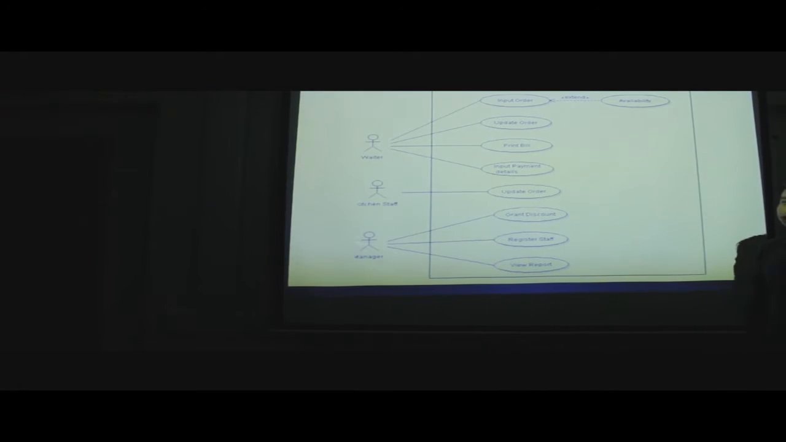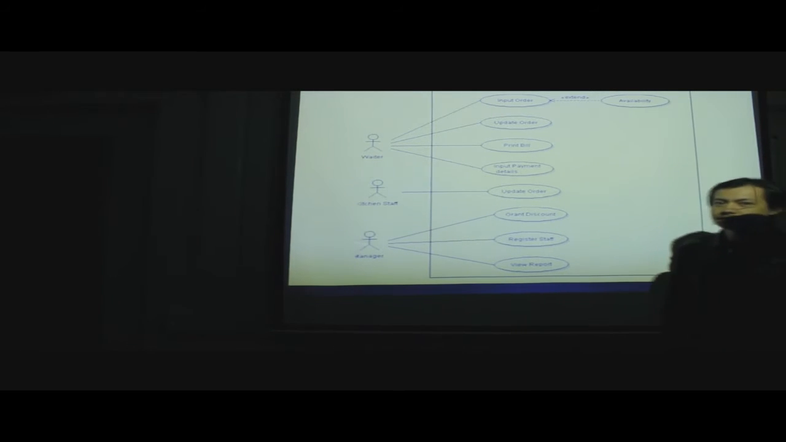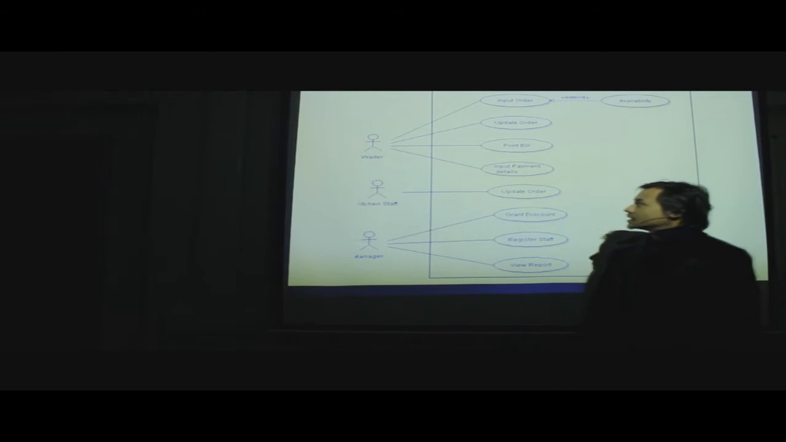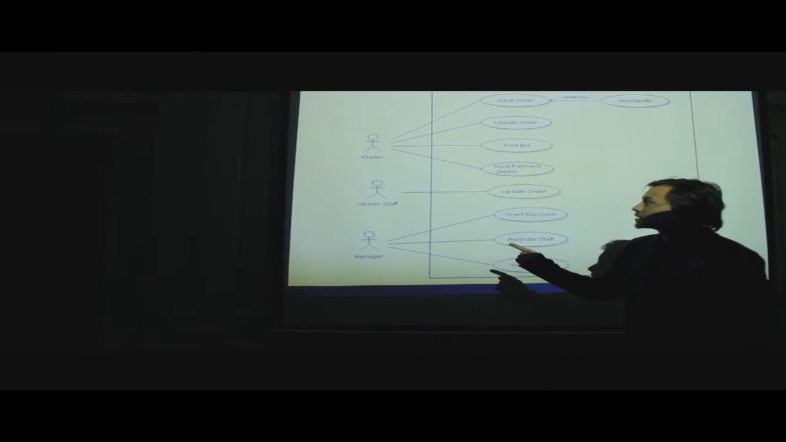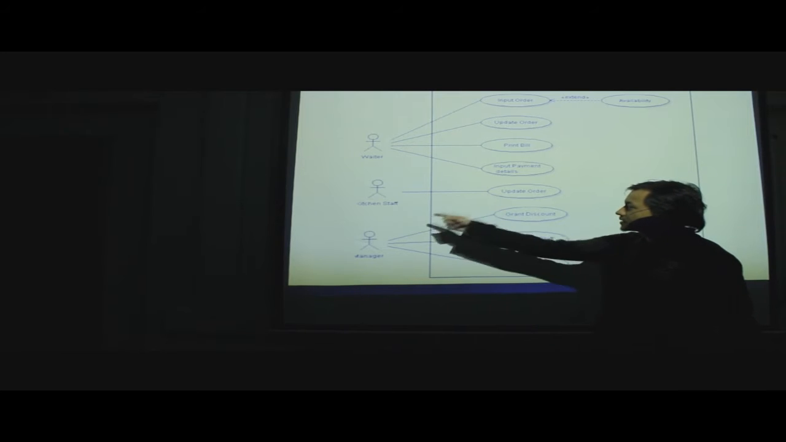Okay, this is our use case diagram. But before drawing a use case diagram, it is important to identify the actors and use cases. In our case study, that is a restaurant. The actors are waiters, kitchen staff, and managers.